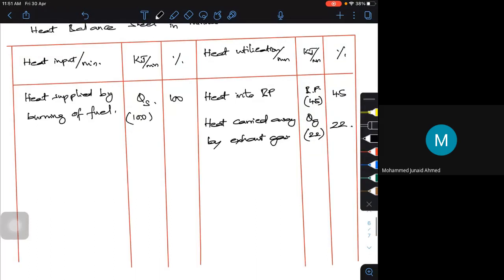Then if it is a CI engine, heat carried away by cooling water, which is your QW. Let me call it some 20%. So 20 kilojoules, it is 20. Now if I add everything, how much is it? 40 plus 45 plus 22 plus 20. Okay, 4, 6, 7, 8, 9. It is 97%. Where is the 3%? 3% is the unaccounted heat.